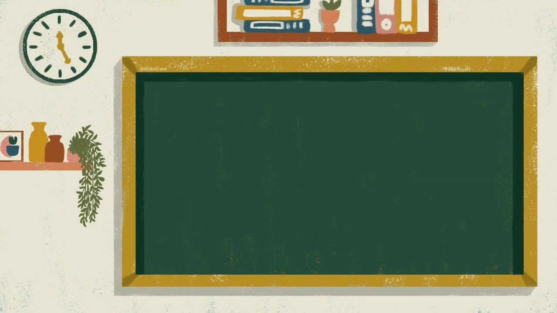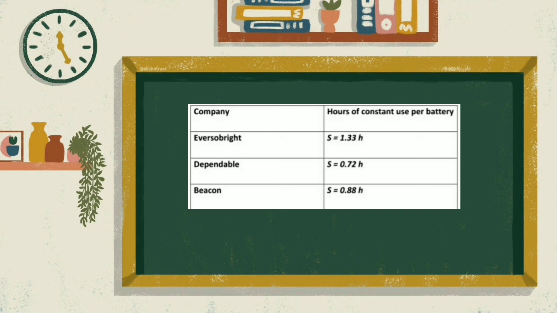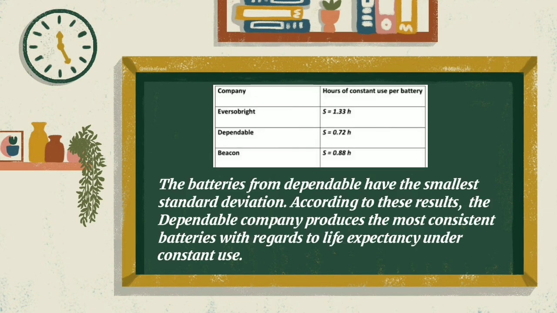So, ngayon, i-compare natin sila. So, sa Ever So Bright, yung standard deviation natin is 1.33 hours. And then, sa Dependable, we have 0.72 hours. And then, sa pangatlo, is 0.88 hours. Okay, so ngayon, kung sino daw yung may pinakamababang standard deviation, yun ang panalo. Okay, so the batteries from Dependable have the smallest standard deviation. So according to this result, the Dependable company produces the most consistent battery with regards to life expectancy under constant use. So meaning, ang Dependable company ang panalo for having the smallest standard deviation.